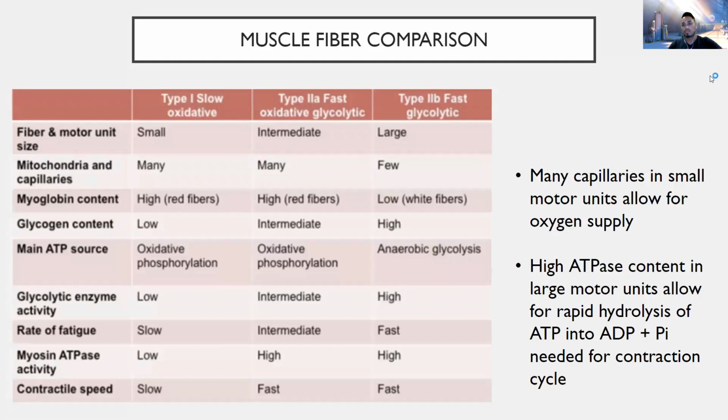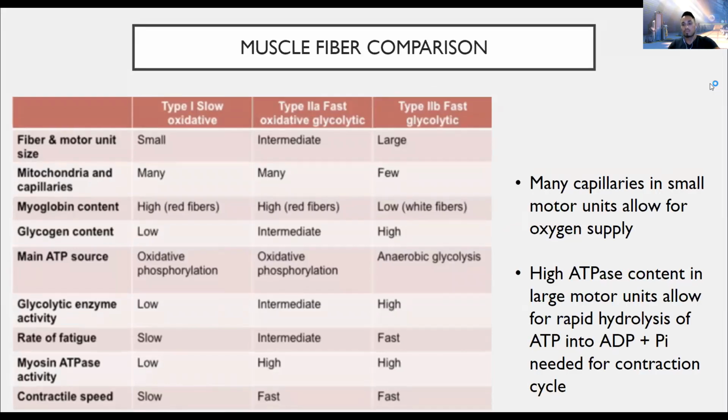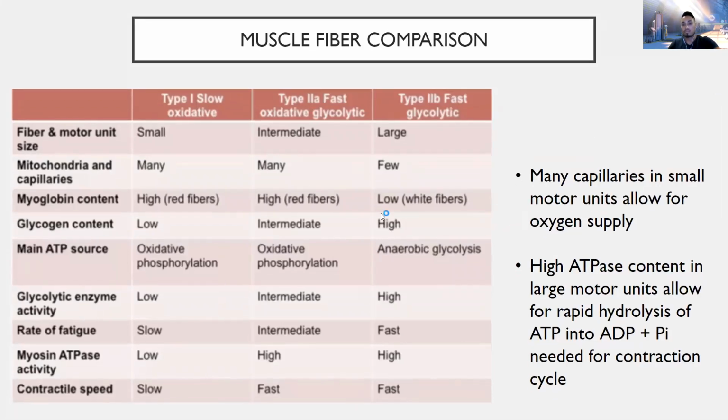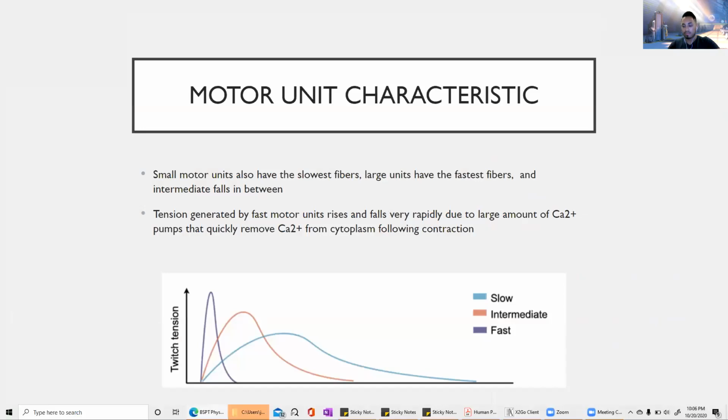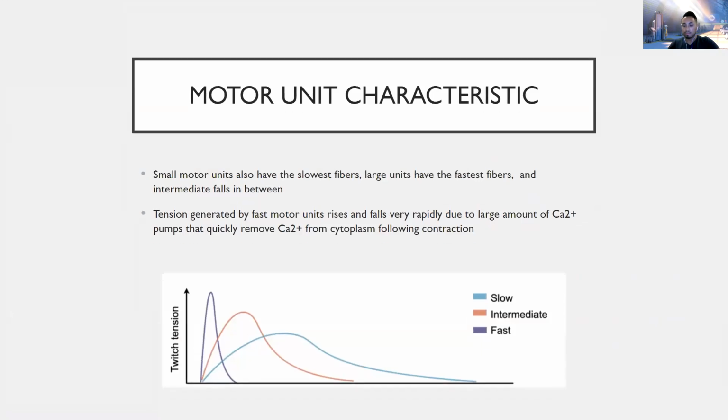As a side note, that has to do with fast motor units having way more calcium pumps that can quickly remove calcium from the cytoplasm after contraction has happened. It's able to relax very quickly because it has many more calcium pumps.